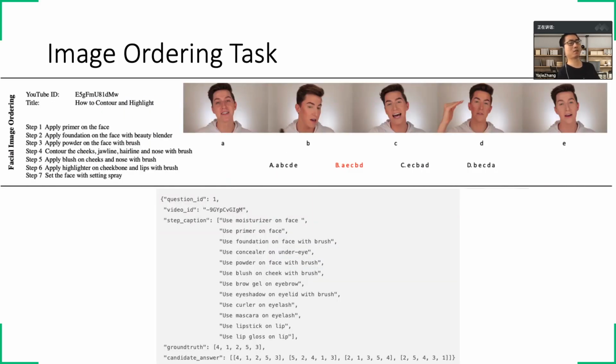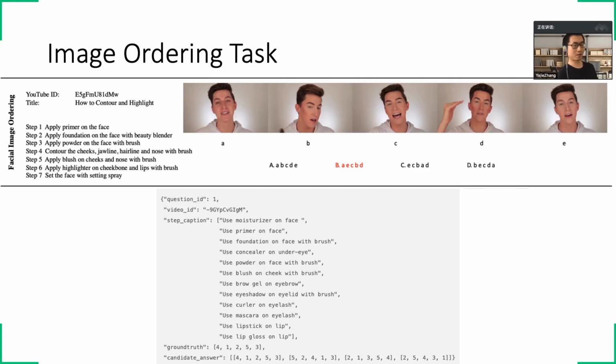First, let's talk about the image ordering task and our solution for this task. In this task, there are 5 images extracted from each video that show different steps, and the corresponding makeup step descriptions. Our model needs to sort the 5 facial images into the correct order according to the given step descriptions. The visualization of one sample is shown in the first picture. There are 5 given images marked as lowercase a, b, c, d, and e, and for this video there are 7 steps.